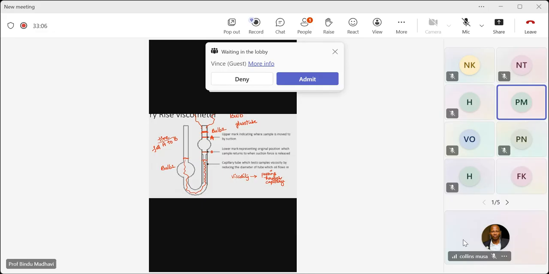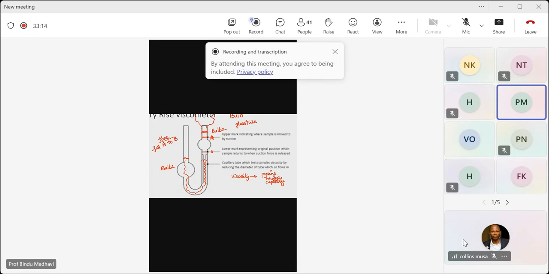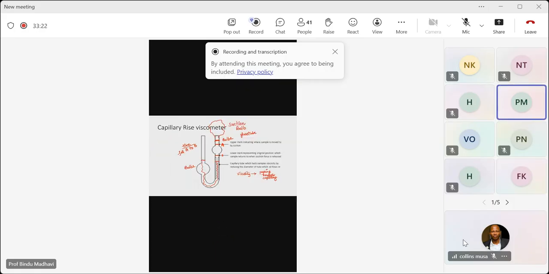Am I clear about the principle involved in the Ostwald viscometer? Sorry, this is the capillary rise viscometer. The commercial name given for the capillary rise viscometer is Ostwald viscometer. I'll explain even that. Am I clear about the principle? Yes, Prof. So that is called a capillary rise viscometer.